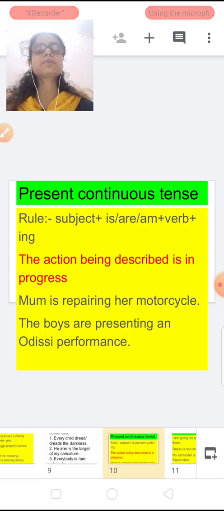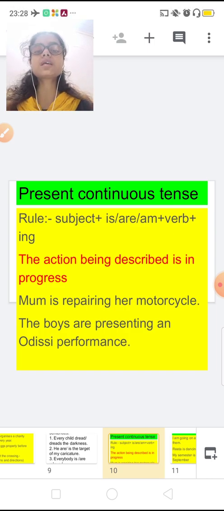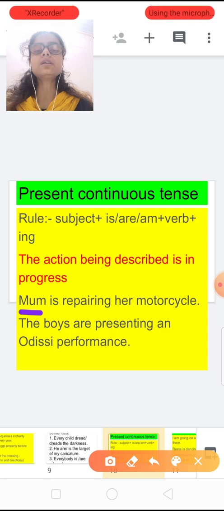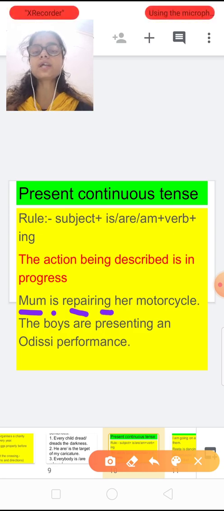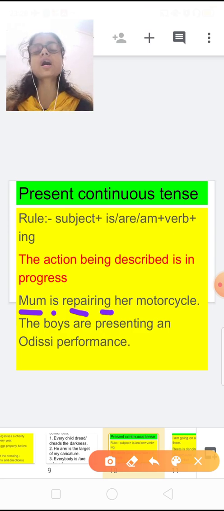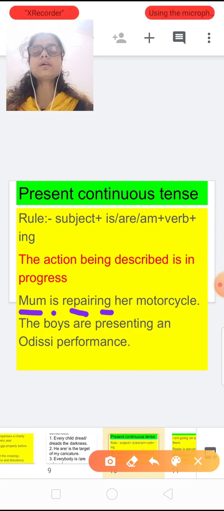Like, mum is repairing her motorcycle. Now here mum is singular, as I told you, with singular we use is. Now repair is a verb, we have to write it in the continuous form. It is compulsory to use the ing form in the continuous tense. Then her motorcycle is the predicate.